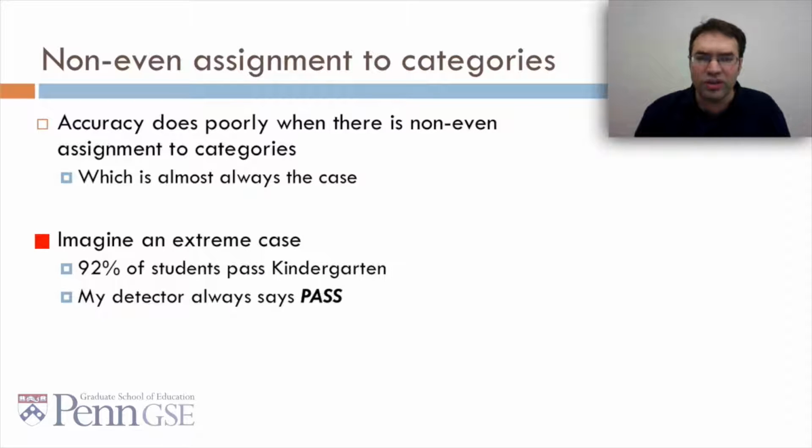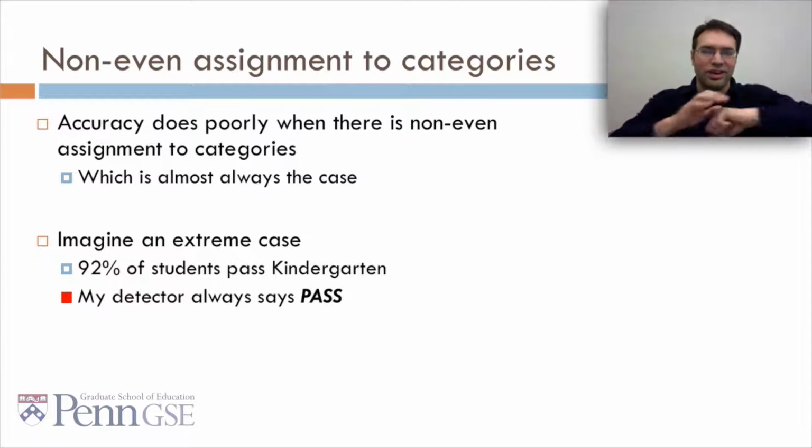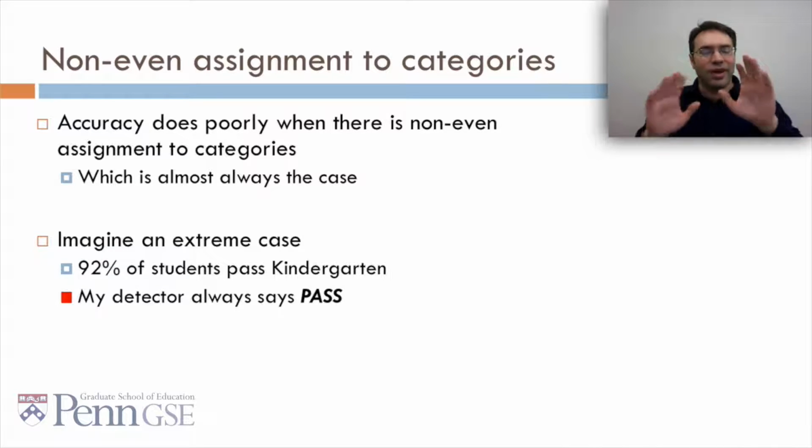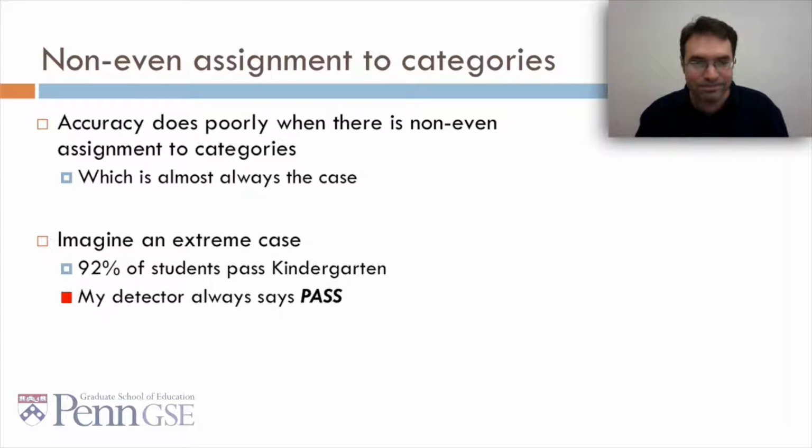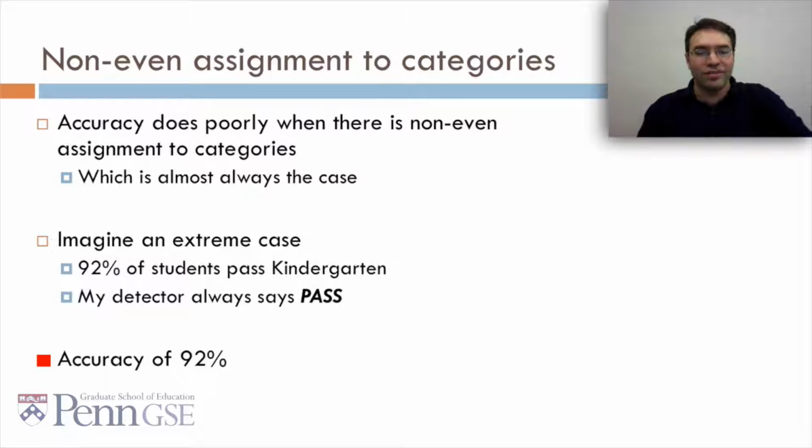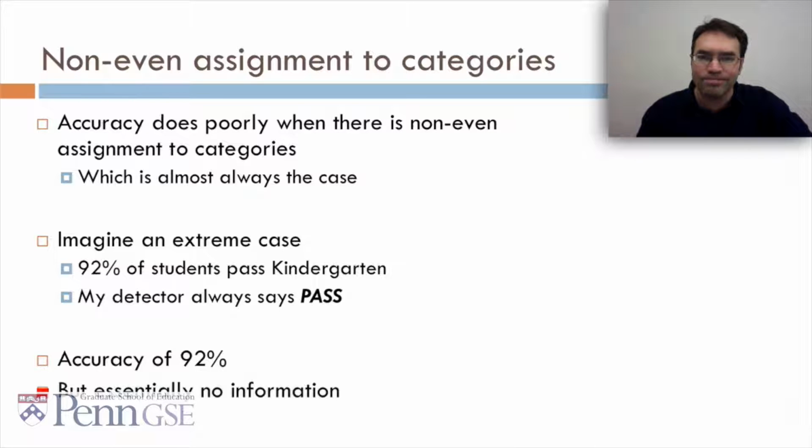Imagine an extreme case. 92% of students pass kindergarten. Probably the case, right? How many kids really fail out of kindergarten? And I've got a great detector. My detector always says pass. No matter what the data is, if the kid doesn't show up to class one day, if the kid sets fire to the teacher, my detector says pass. Accuracy of 92%. It's right in the 92% of cases where students pass kindergarten. It's only wrong in the other 8%. So despite having an accuracy of 92%, my detector is completely useless, has no information at all.